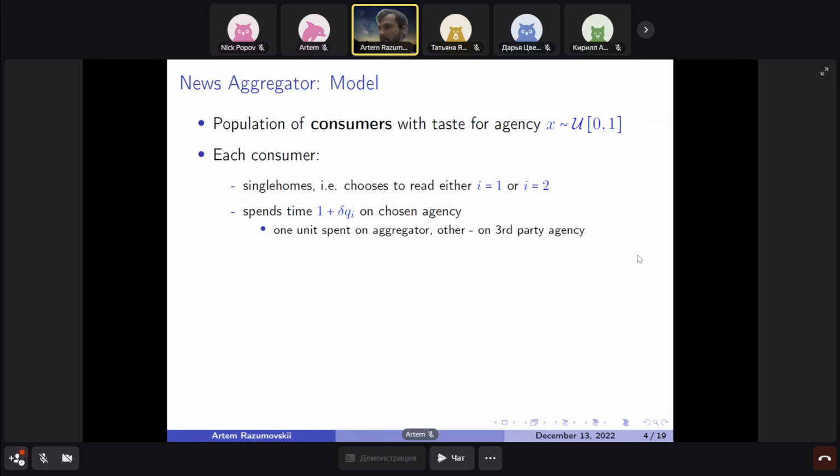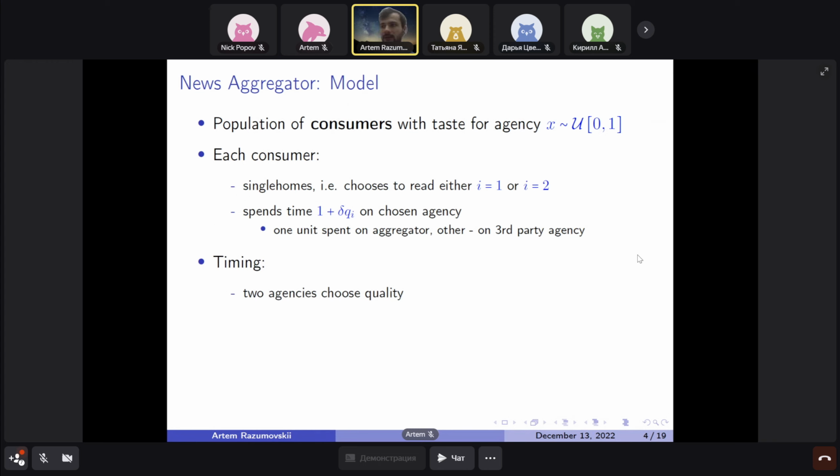So that's spending time. We need this to construct the profit of agencies and the aggregator. That can be accumulated into the advertisers' views or clicks, so that if you can measure the time, then you can measure how much you observe advertisers' suggestions or click on their banners or something like that.